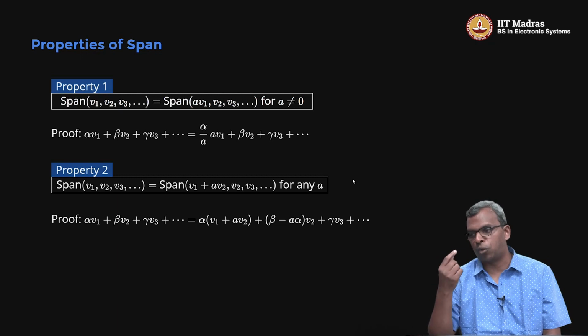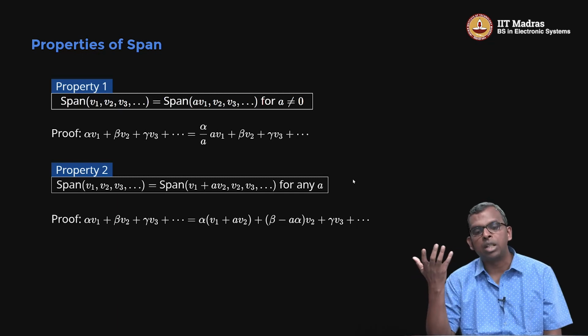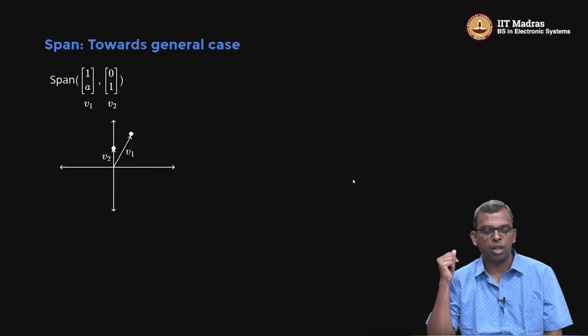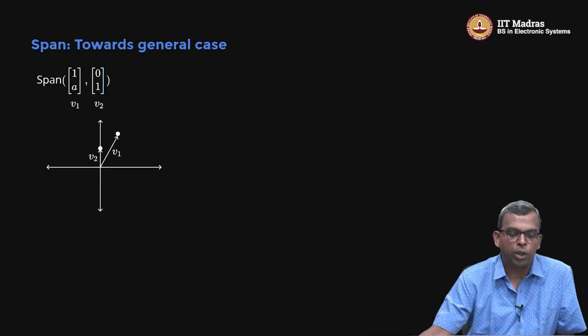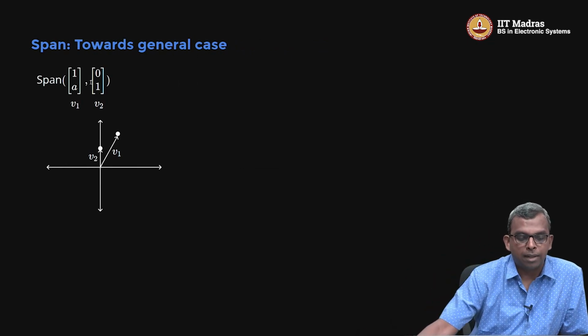So far we've had the span of (1, 0), (0, 1). How do you go beyond that? We're going to use these properties. Here is our first attempt, as we go towards the general case. Instead of (1, 0), (0, 1), I'm going to take (1, a) as v1 and (0, 1) as v2. Notice what I've done here.